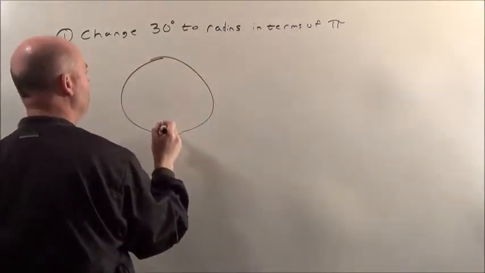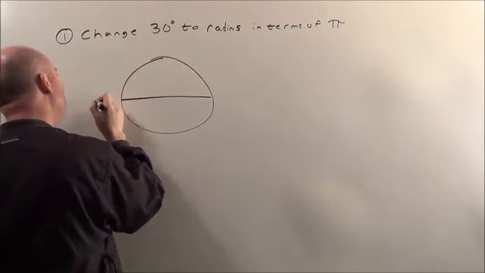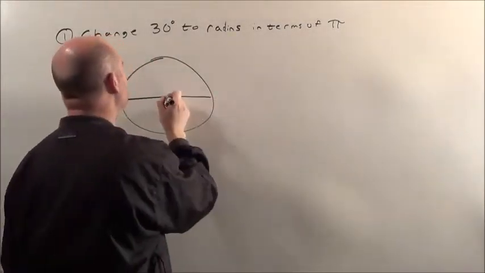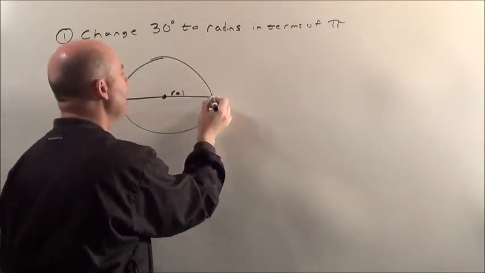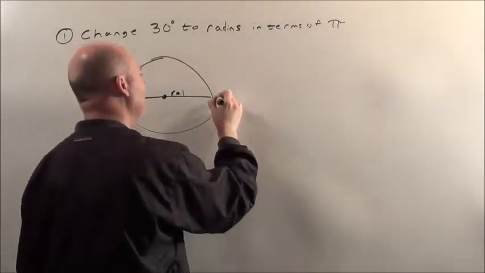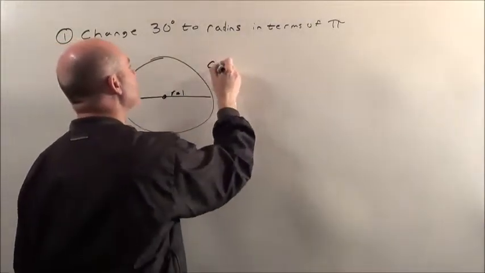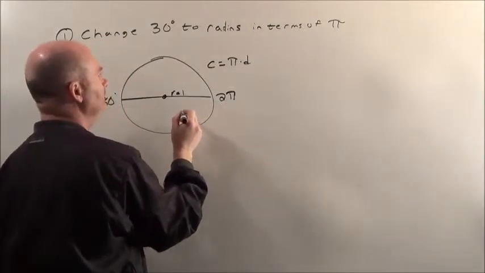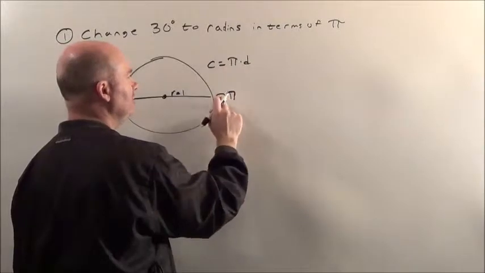Basically, you have a circle. Now, you and I know that halfway across the circle, if I spin from here to here, that's 180 degrees, right? Well, we also learned that if we have a circle with a radius of 1, if I go all the way around, the circumference of that is 2 pi, because the formula for circumference is pi times the diameter.